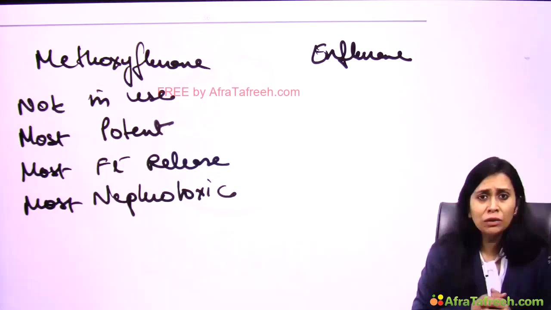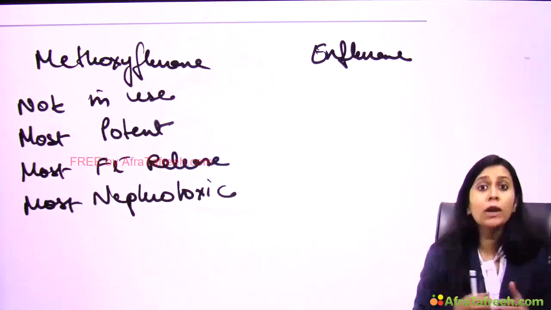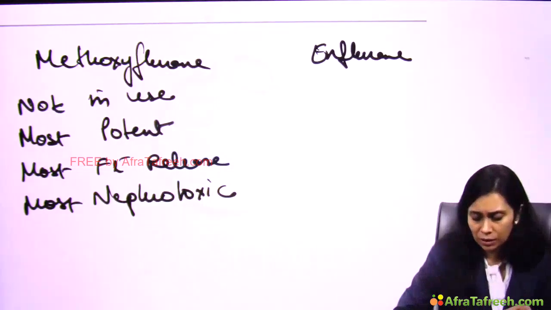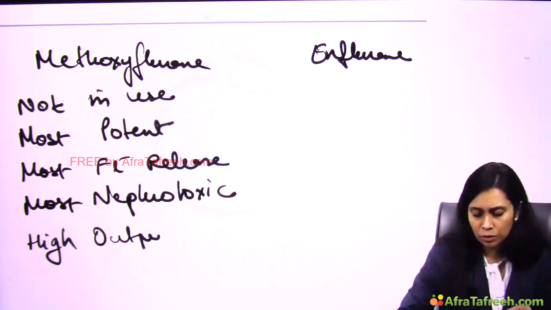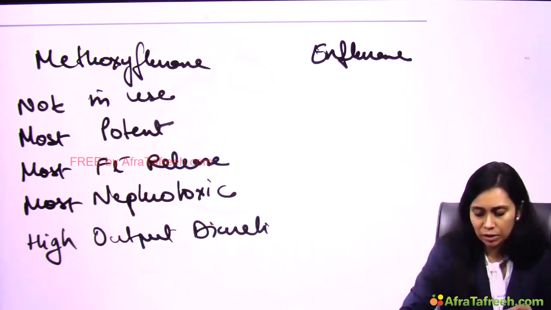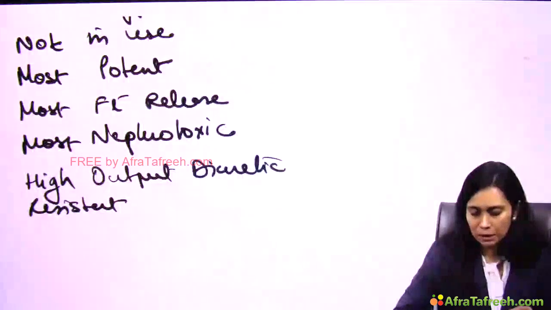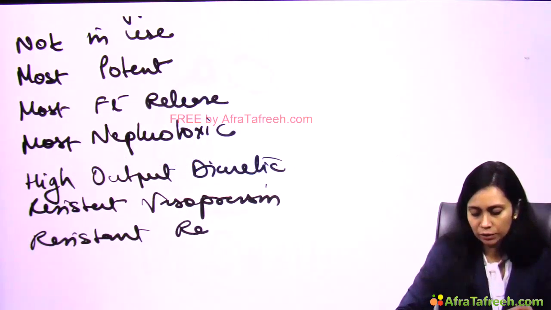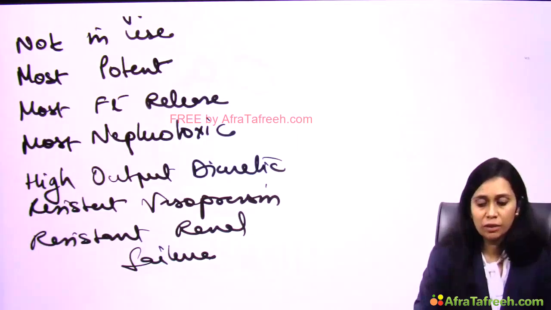Actually, it doesn't produce a renal failure of oliguric or anuric type. It produces a polyuric type of renal failure, in which there is no sense of giving a diuretic, right? So it produces high output, that is polyuric type, high output, diuretic resistant, vasopressin resistant renal failure, right? High output, diuretic resistant, vasopressin resistant renal failure.